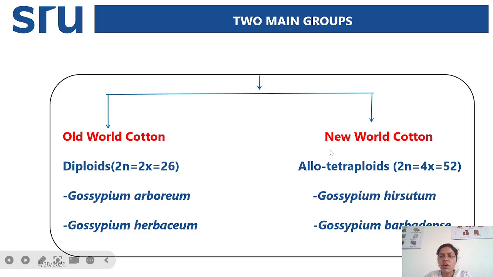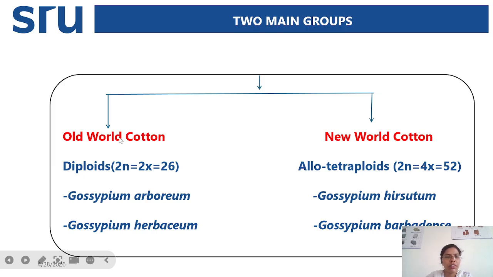And next is New World cotton. Generally, New World cotton arose from Old World cotton only. New World cotton species are allotetraploids. Allotetraploids are species which have genomes from different species, so they are called allotetraploids. They have chromosome number 2n equal to 4x equal to 52. In New World cotton also we have two species, Gossypium hirsutum and Gossypium barbadense. So these are the two main groups of cotton, Old World cotton and New World cotton.